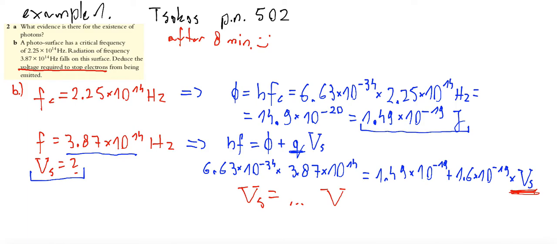Okay? So I hope this exercise was not difficult. Remember what the critical frequency is. The critical frequency is the minimum frequency of light for which the photoelectric effect starts to occur. In other words, it is the frequency of light for which the energy of light is equal to the work function, so the energy needed to remove electrons from the photosurface. Okay? So copy this if you don't have it, and next slide, next exercise.